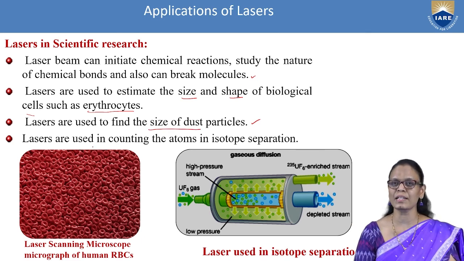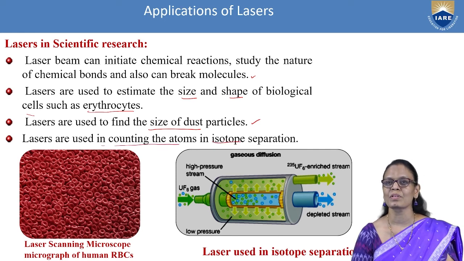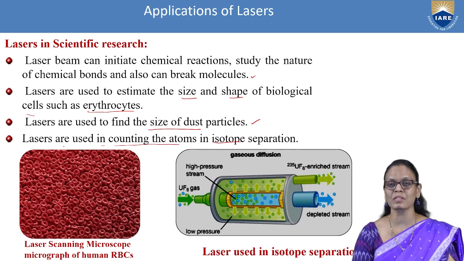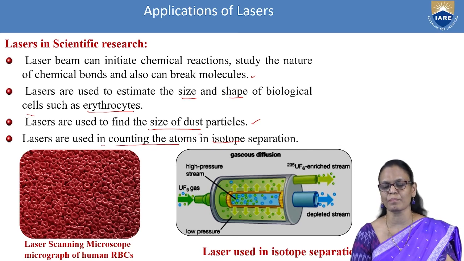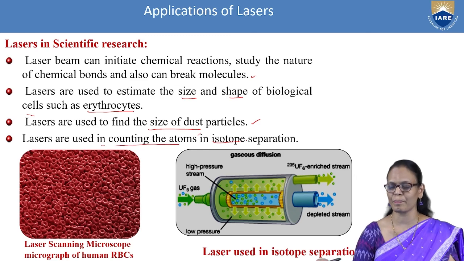And also laser is used in counting the atoms in isotope separation. So in chemical industries, if they have isotopes, and in isotopes, if they have to count the number of atoms, then they use laser, because atoms generally you cannot see them, but with the help of a laser, they can be counted in isotope separation.